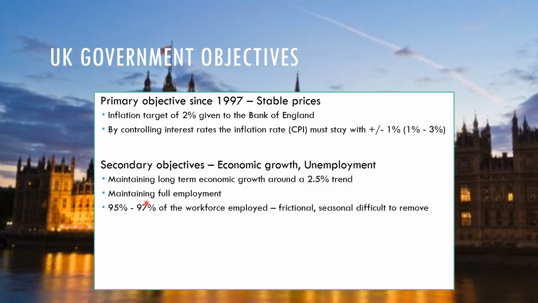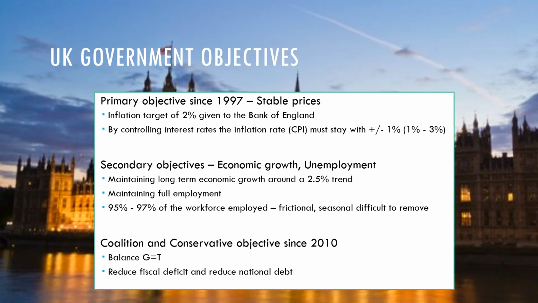Also, maintaining full employment. What that would mean is that 95% to 97% of the workforce are employed, because we're always going to have some frictional or maybe seasonal unemployment, which is very difficult to remove. So if unemployment is running at between 5% and 3%, we would say that the target for full employment is being met.